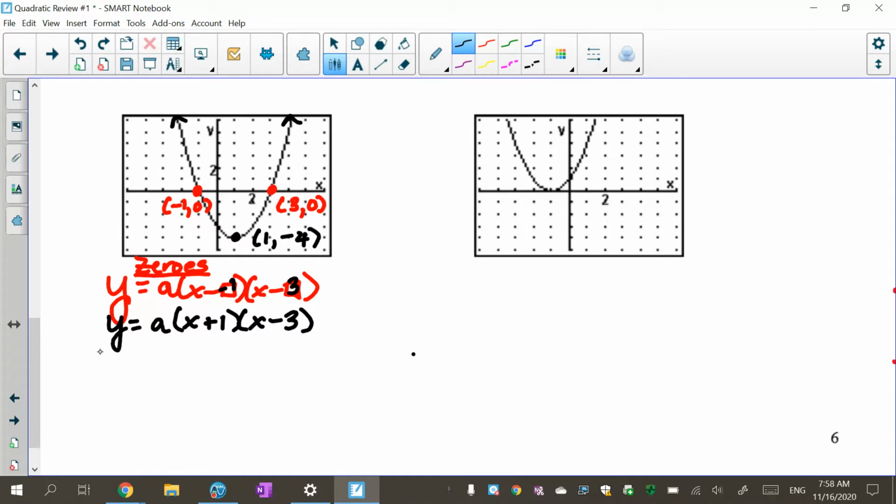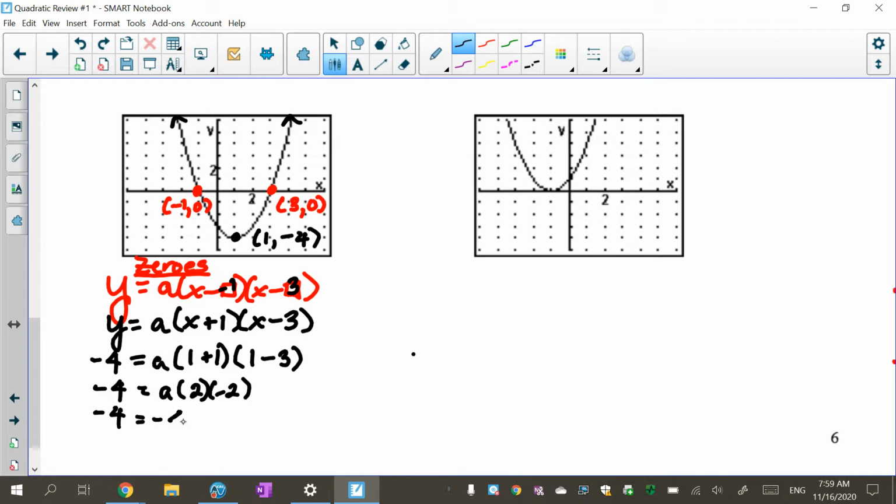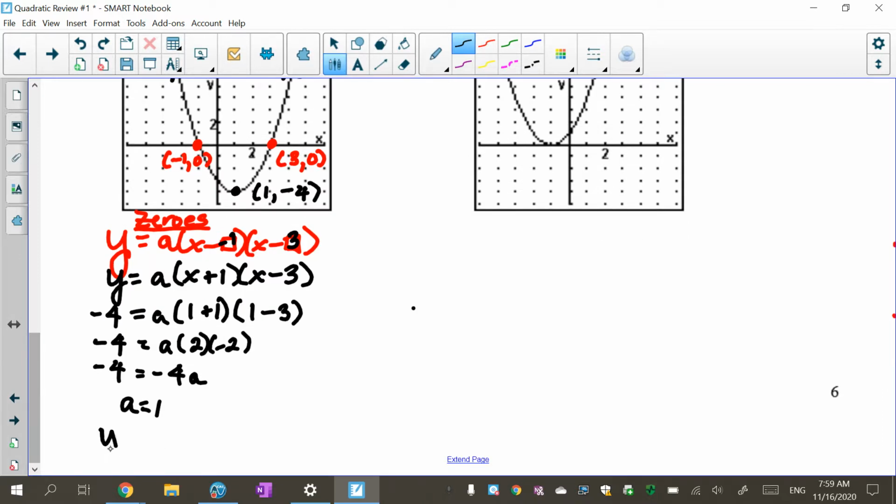In this I have -4 equals a(1 + 1)(1 - 3). See how I put the 1 in both of those spots? So -4 equals a times 2 times -2, and now -4 equals -4a. Divide by -4, a is 1. So my zeros form is y equals, I don't need to show the 1, I'm happy about it because it's positive, (x + 1)(x - 3). You could stick the 1 there if you wanted to, but you don't need to. So there is the zeros form.